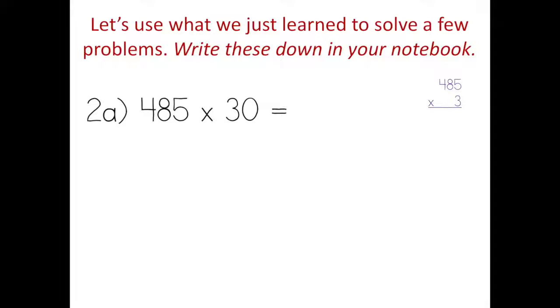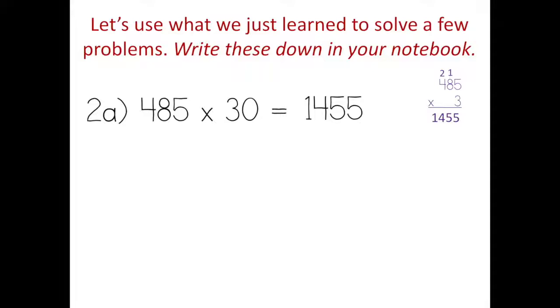Okay, let's see what we should have gotten here. 5 times 3 is 15, carry the 1. 8 times 3 is 24, plus 1 is 25, so we should have written down a 5 and carried the 2. 4 times 3 is 12, plus 2 is 14. So 485 times 3 is 1,455. I can write that down, but remember, that's just 485 times 3.